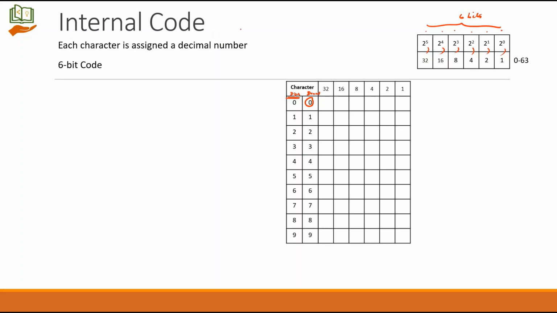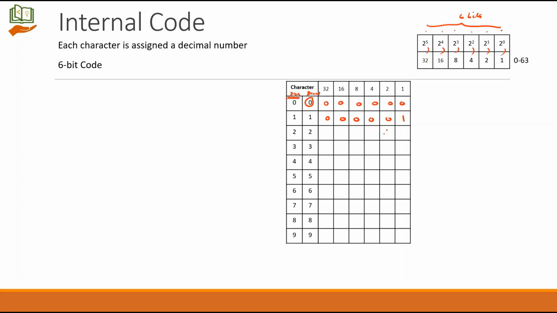In the internal code representation, 0 is 0, 1 is 1, 2 is 2, 3 is 3, 4 is 4, 5 is 5, 6 is 6, 7 is 7, 8 is 8 and 9 is 9. There is no change. So how do we write 1? We will put zeros here and only 1 will be present here. 0 means it will have all zeros here.